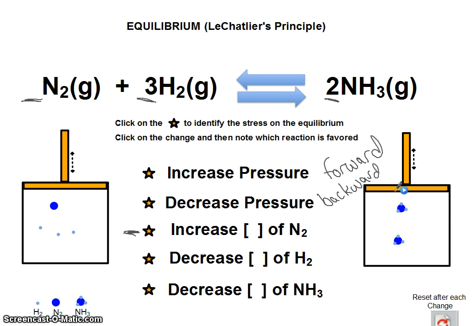Okay, if I increase how much nitrogen is present, again, that's going to make it go forwards. If I increase the hydrogen, for the same reason, it's going to do the same thing. If I decrease the amount of ammonia, then it's going to make it go forwards also, because now it's going to want to replace it. Because if I decrease the amount of ammonia, it's going to slow down this backwards reaction, but the forwards reaction hasn't slowed down, so it'll continue on.